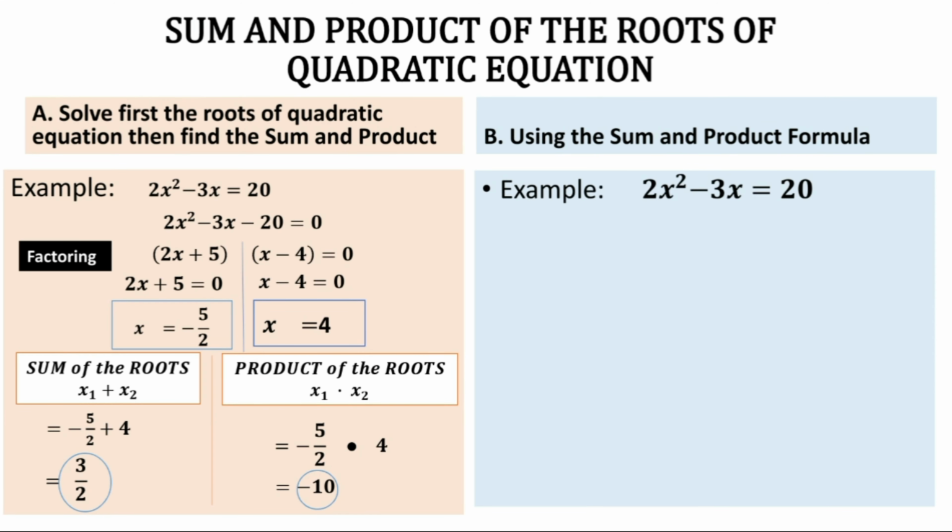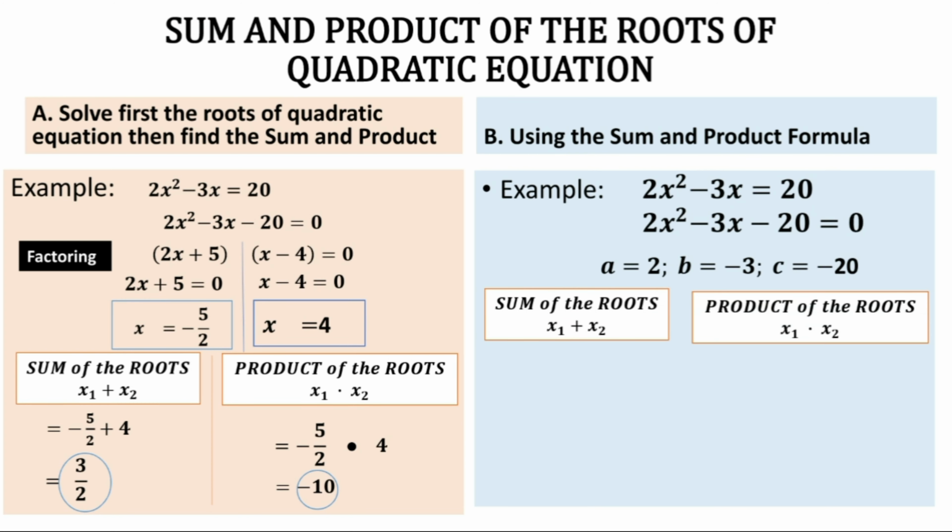Second method, we will use the same equation, 2x squared minus 3x is equal to 20. Since the equation is not written in standard form, we will rewrite it first into standard form. It should be 2x squared minus 3x minus 20 equals 0. After that, we will identify the values of a, b, and c. Next, solve for the sum and product of the roots of the quadratic equation.